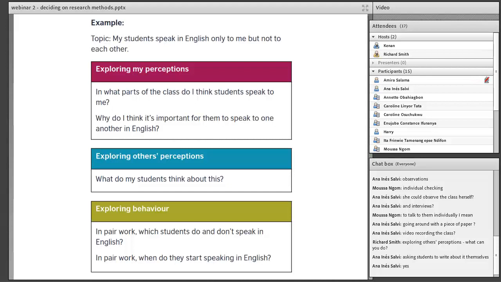Let's think about exploring others' perceptions, and in this case, students' perceptions. What can you do to try to find out what students believe, think, or feel about some aspect of your teaching? And very, very often, I think this is a really powerful question to ask, and possibly a question that many of you can have as a research question for many of your problems, for many of your issues. What do my students think about this?